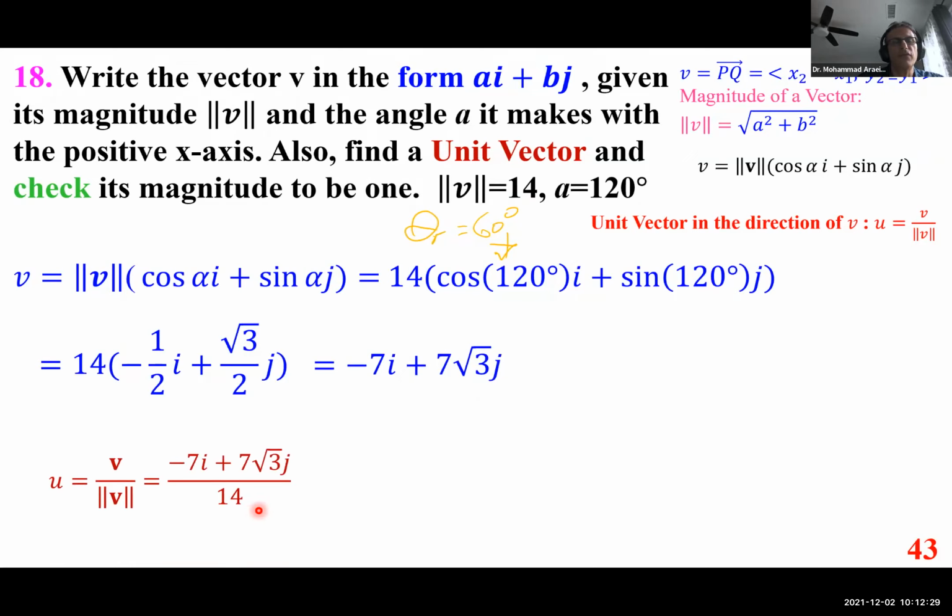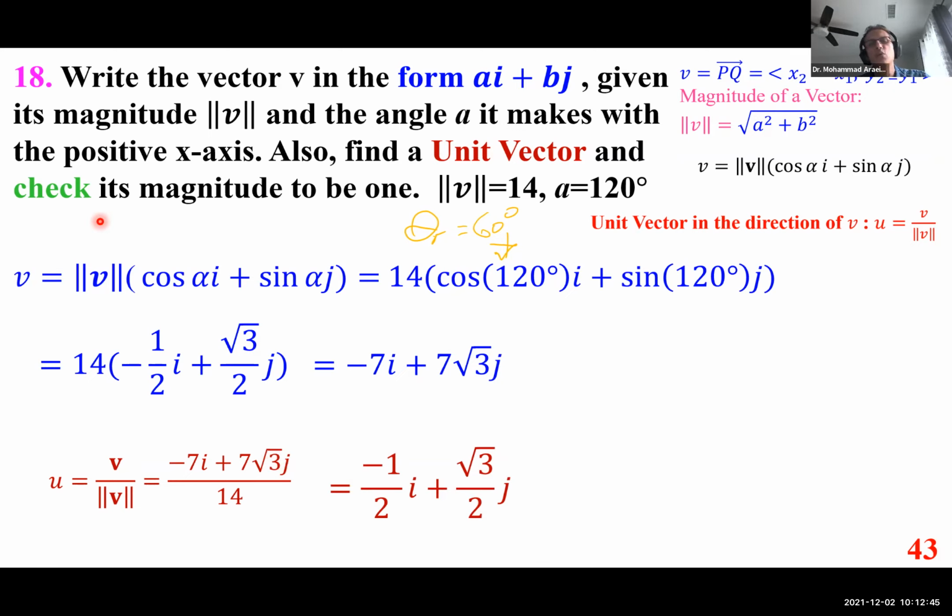Each one divided by 14 results in 1/2. So this is negative 1/2 i, plus square root of 3 over 2 times j. Now, what is important is to make sure we really haven't made a mistake. And that's why they say check.